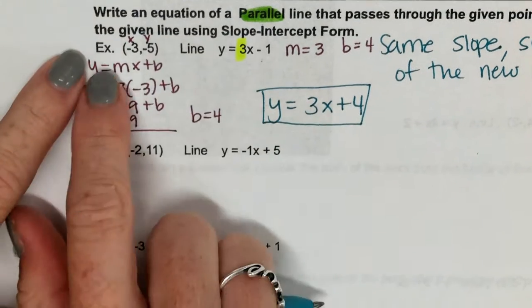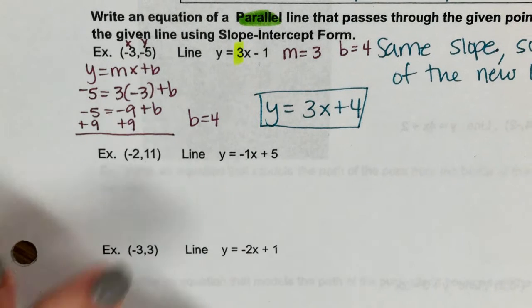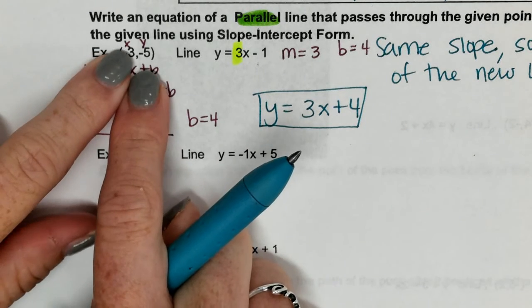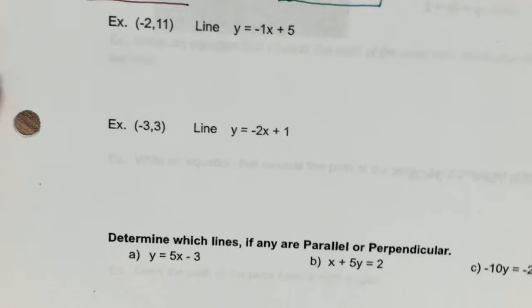Now, why did they give you a specific point? Because if they didn't, you would just make up your own equation and say y equals 3x plus whatever number you want it to be. And that's true, it is parallel. But they want it specifically to pass through that point. Okay? All right, let's try another one.